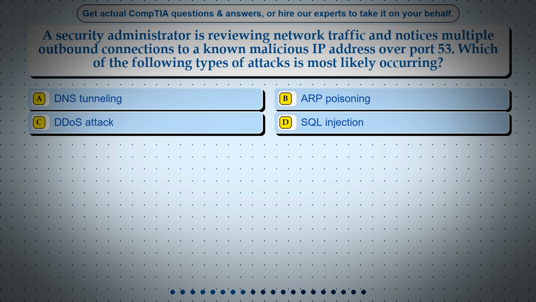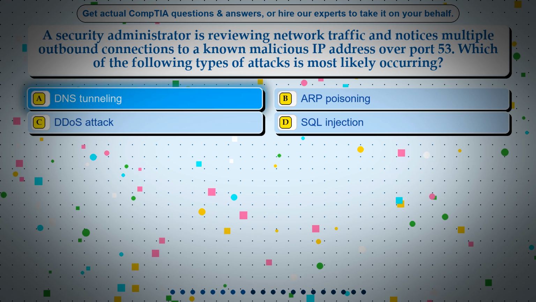Question 8. A security administrator is reviewing network traffic and notices multiple outbound connections to a known malicious IP address over port 53. Which of the following types of attacks is most likely occurring? Option A, DNS tunneling. Option B, ARP poisoning. Option C, DDoS attack. Option D, SQL injection. The correct answer is option A, DNS tunneling.